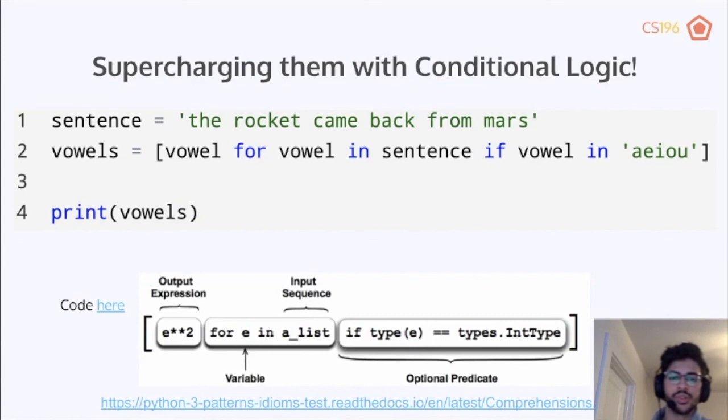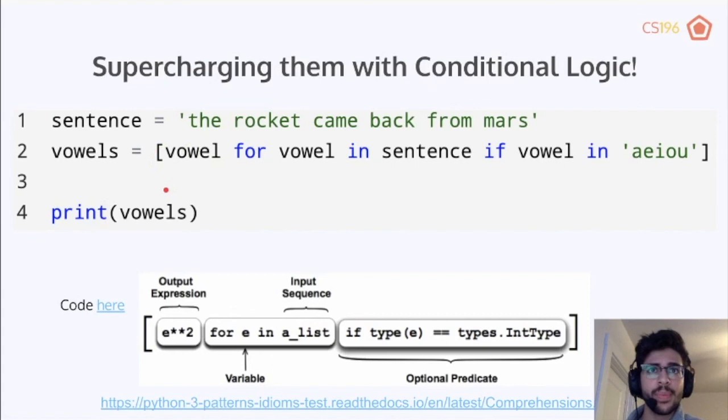Let's see some more examples. Here is how we can supercharge our list comprehensions using conditional logic. Let's say I want to output all of the vowels in order in this list. I can go ahead and say this is our output, the vowel. I want to loop through the sentence, so for vowel in sentence. If I find a character in this string that is also in this string right here, then we can go ahead and add it to our output list, which will be the vowels array. Or sorry, list.